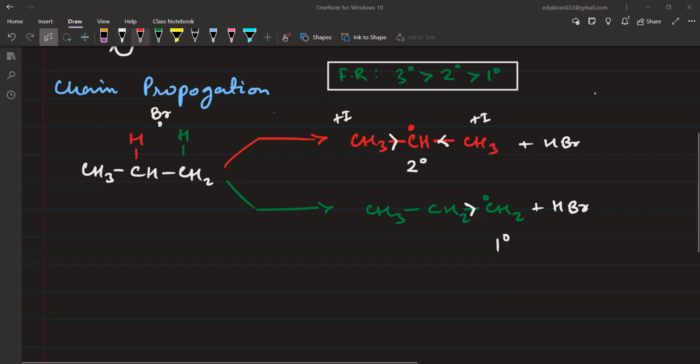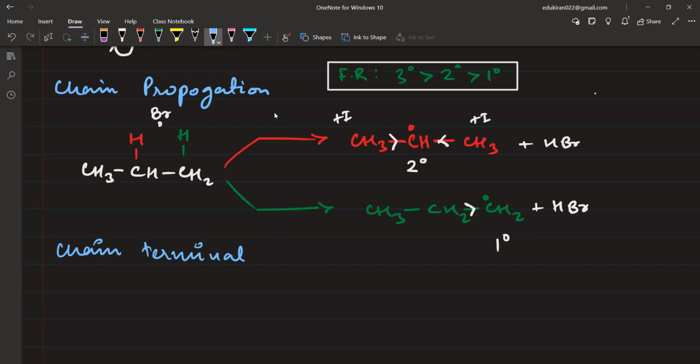Now, in chain propagation, you have to also see one more thing. In chain propagation, we have a free radical, that is Br. We have a Br free radical, and in the product, we are getting the carbon compound free radical. So in the chain propagation step, in the reactant you will have one free radical, and in the product you will get one free radical. And last, you have to write the chain termination step. Please write this down.